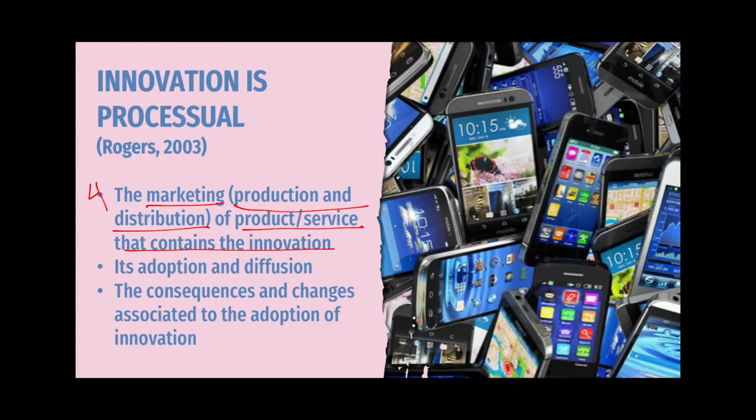The next phase of innovation is the adoption and the diffusion. It is where people actually use the innovation and hopefully integrate it into their daily lives, and hopefully also normalize it in their daily lives and daily interactions with other people. And the last part of innovation that we can also look at as social scientists are the consequences and the changes associated with the adoption of innovation.